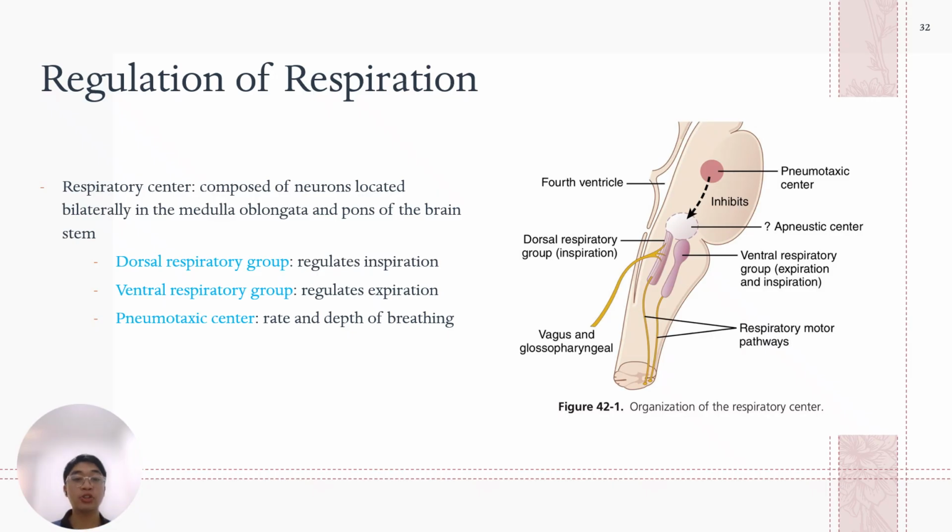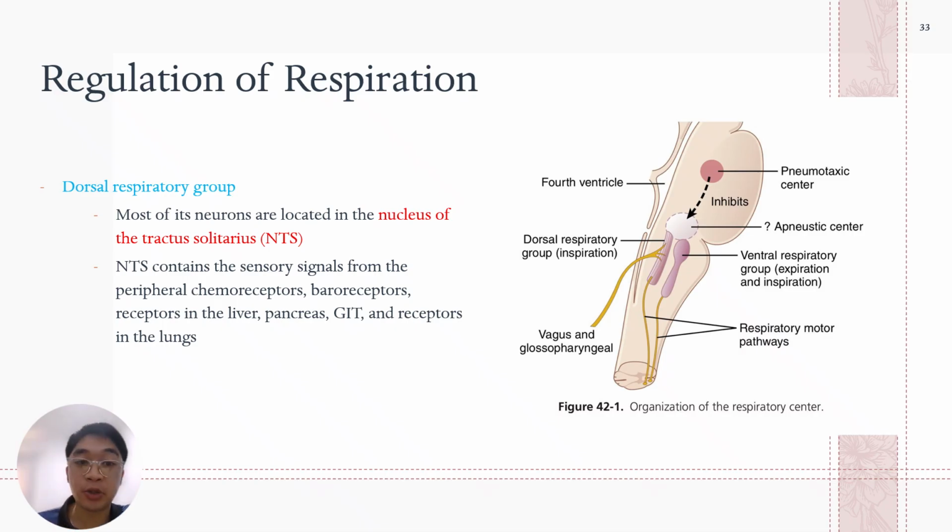Okay, so let us now talk about the regulation of respiration. The respiratory center in the medulla oblongata and the pons of our brainstem is composed of different neurons. There are actually three groups of neurons: the dorsal respiratory group, the ventral respiratory group, and the pneumotaxic center. The dorsal respiratory group generally regulates inspiration. The ventral respiratory group regulates expiration, and the pneumotaxic center is responsible for adjusting the rate and the depth of our breathing.